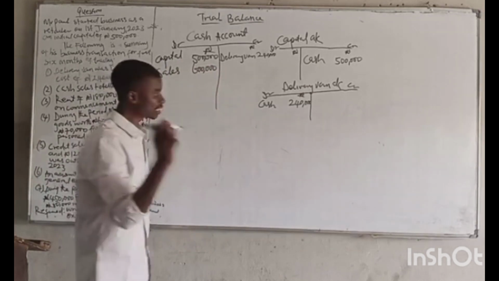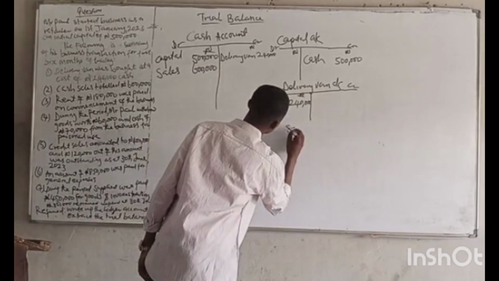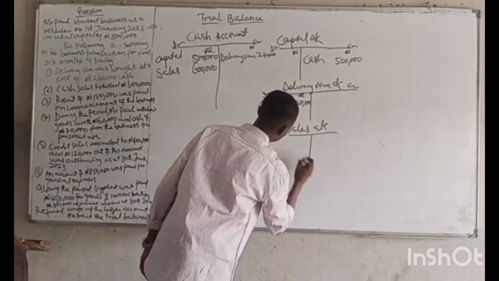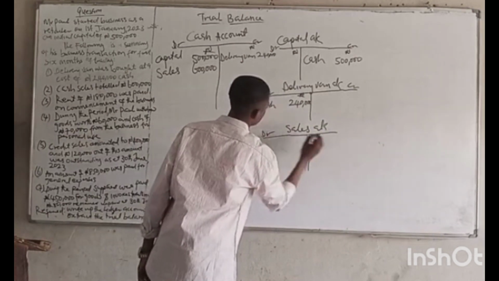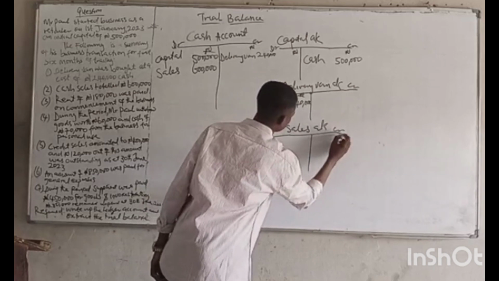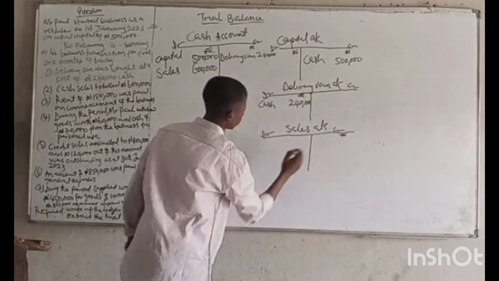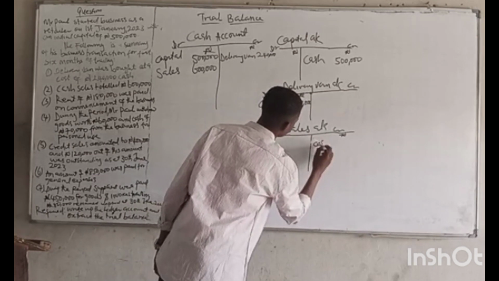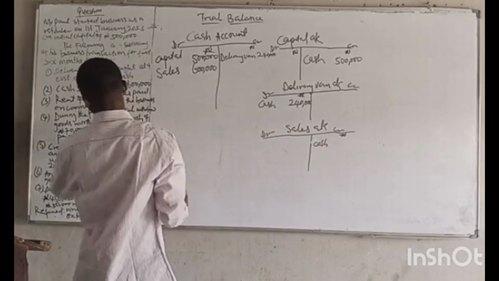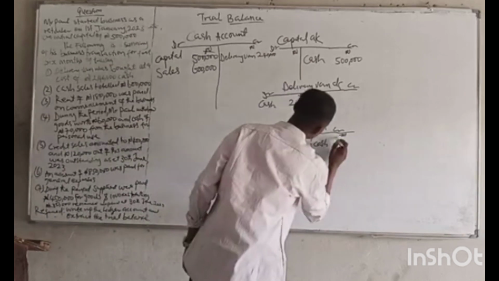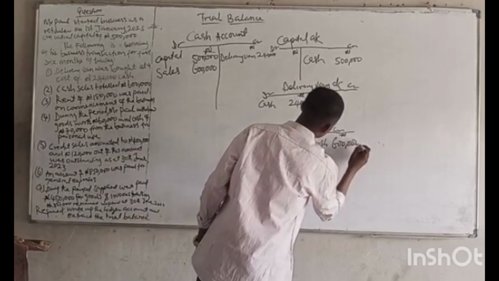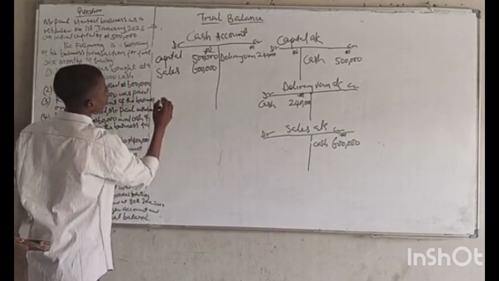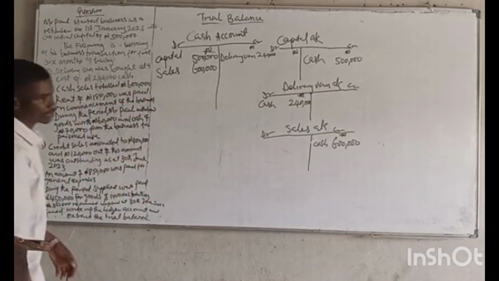So we open the sales account. Now the sales account. Cash. How much down? Cash sales 600,000 naira. And then when we come over to the cash account, we debit cash in the name of sale. Okay, we have already debited it.